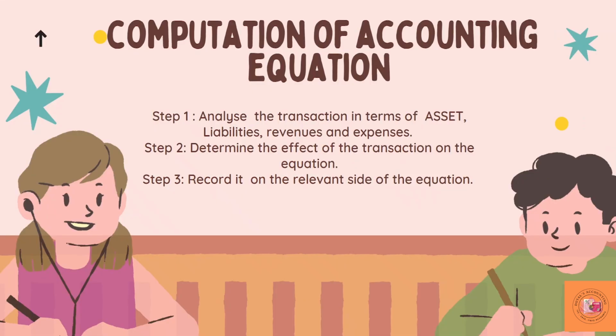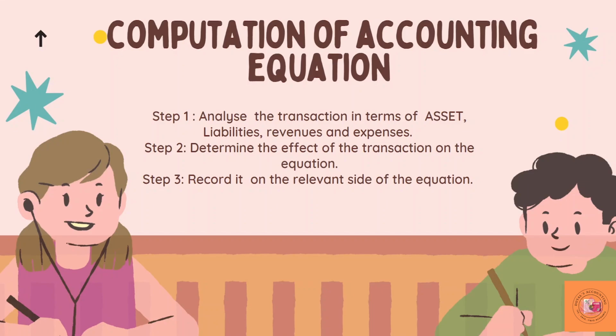So how do we compute this accounting equation? First, we will analyze our transaction in terms of identifying the assets, liabilities, revenues, and expenses. Then we will determine the effect of the transaction on the equation. Now, what does this mean?